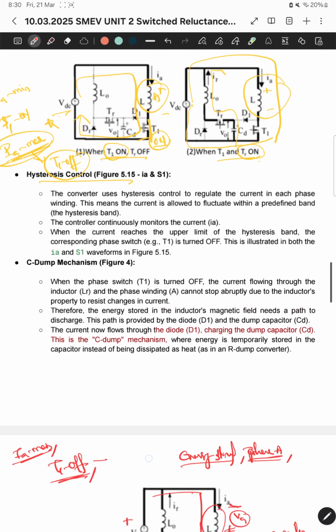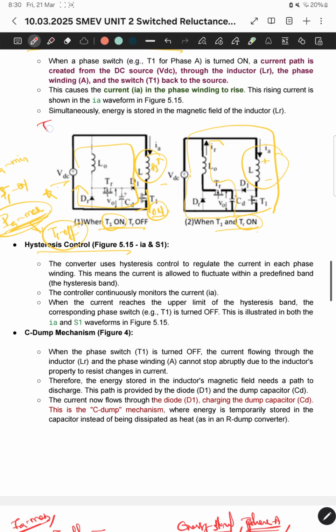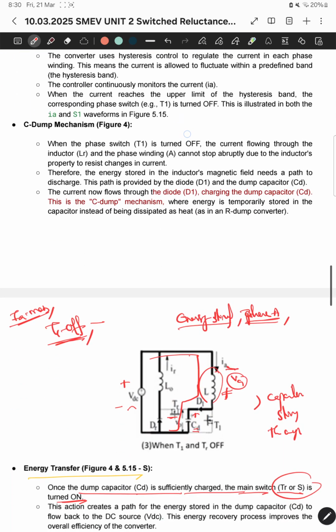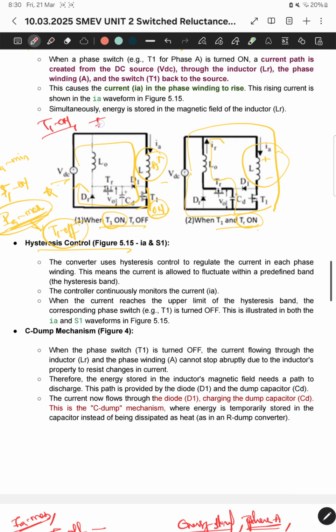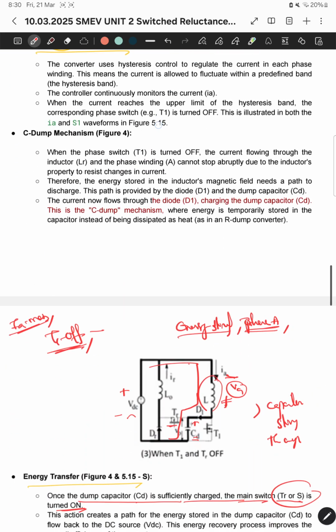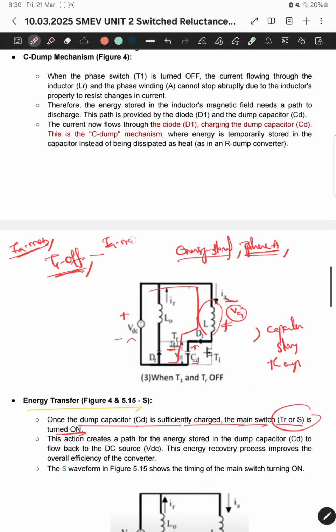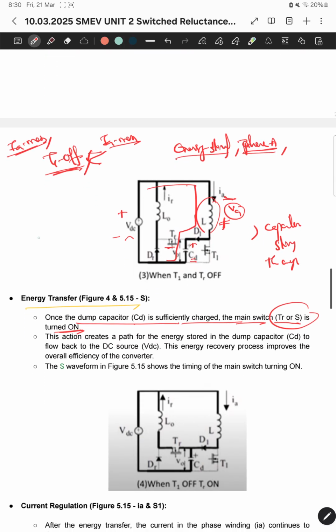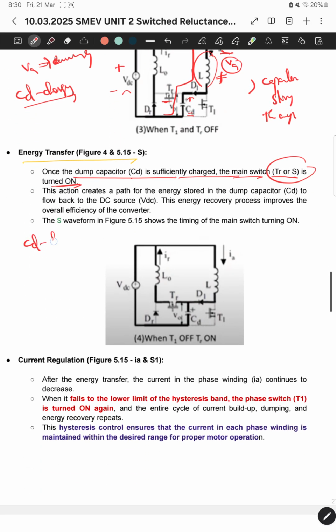So we are just discussing three different cases here. The first one is T1 is on, and IA is minimum. Once IA is maximum, then T1 will be off. Once T1 is off, during this time VA will be reversed, and CD charges. Once CD is charged to the maximum, then the TR switch will be on.